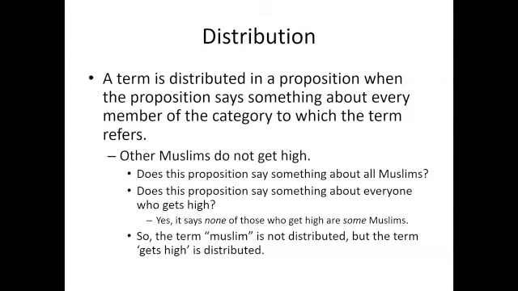So if we take this category of the Muslims who do not get high, which is just some of them, none of the people who get high are these Muslims, right? So it does tell us something about all of the members of the category of the term here that get high. So the term Muslim is not distributed here, but the term gets high is distributed. Okay. So here are 4 examples that we use to apply and illustrate this concept of distribution.